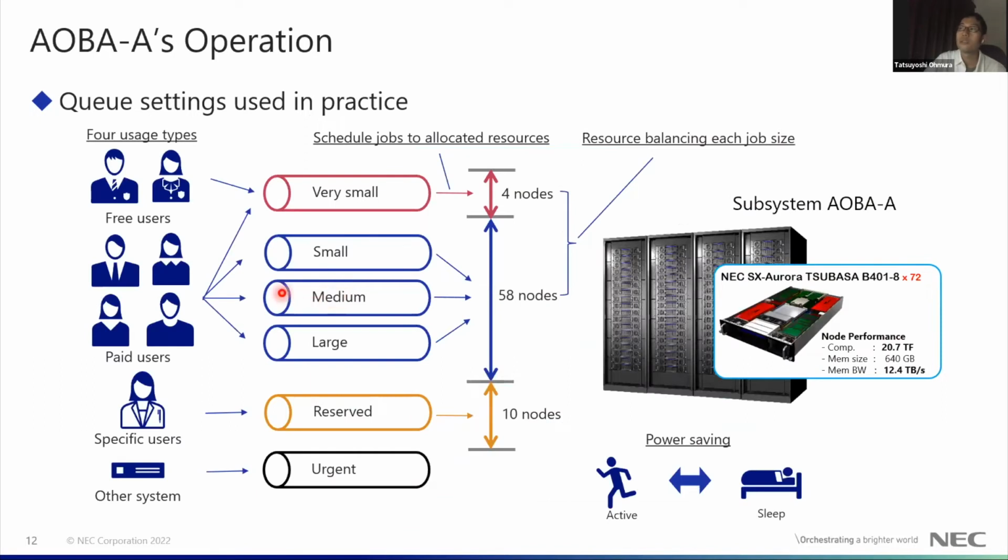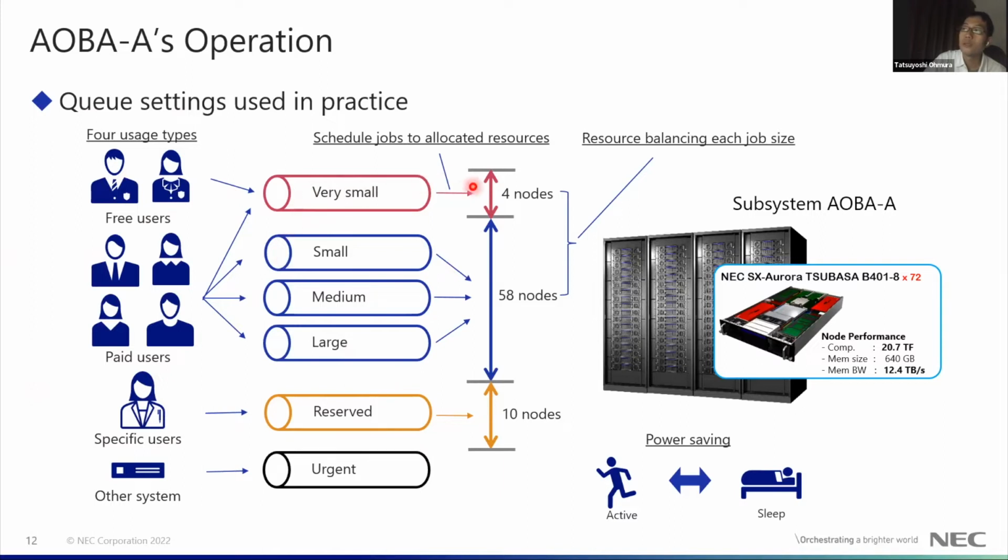Next, I will explain AOBA-A's operation and the queue settings used in practice. AOBA-A provides 4 types of usage. There are free use, paid use, reserved use for specific users, and urgent jobs. In free use and paid use, the nodes are shared by many users. In addition, there are multiple queues according to job size.